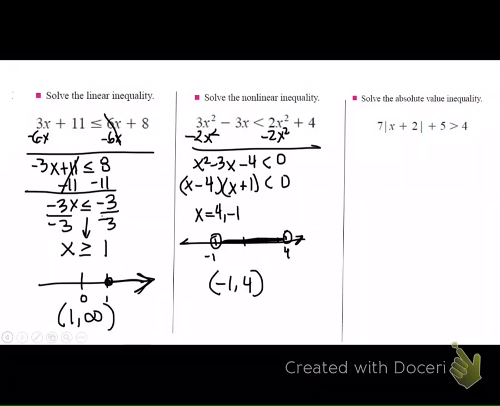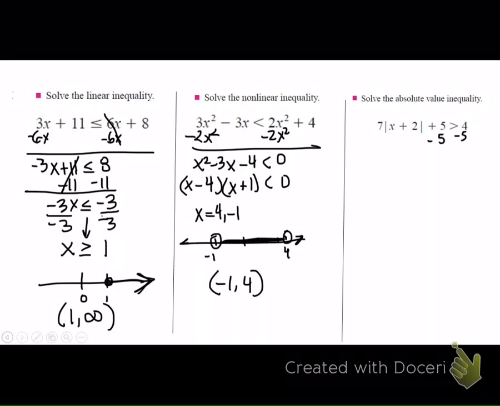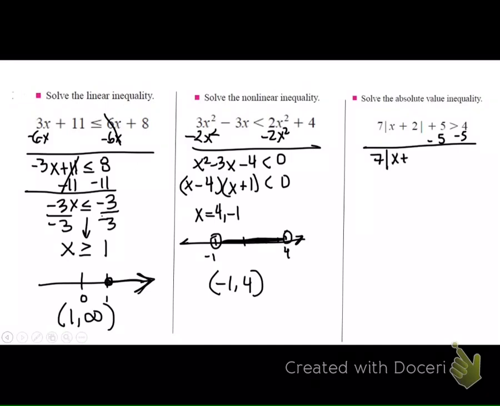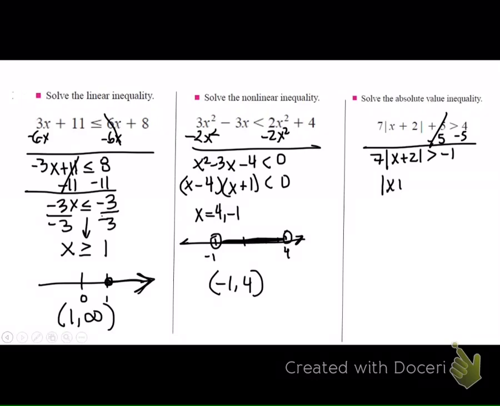Absolute value inequality, we're going to go ahead and subtract out 5 from both sides because I've got to isolate that absolute value. We're going to get 7 times the absolute value of x plus 2. The 5's cancel out, giving me negative 1. We're going to divide both sides by 7. That's going to give us the absolute value of x plus 2 is greater than negative 1/7. Probably not the best value, but it's okay, we can still use it.